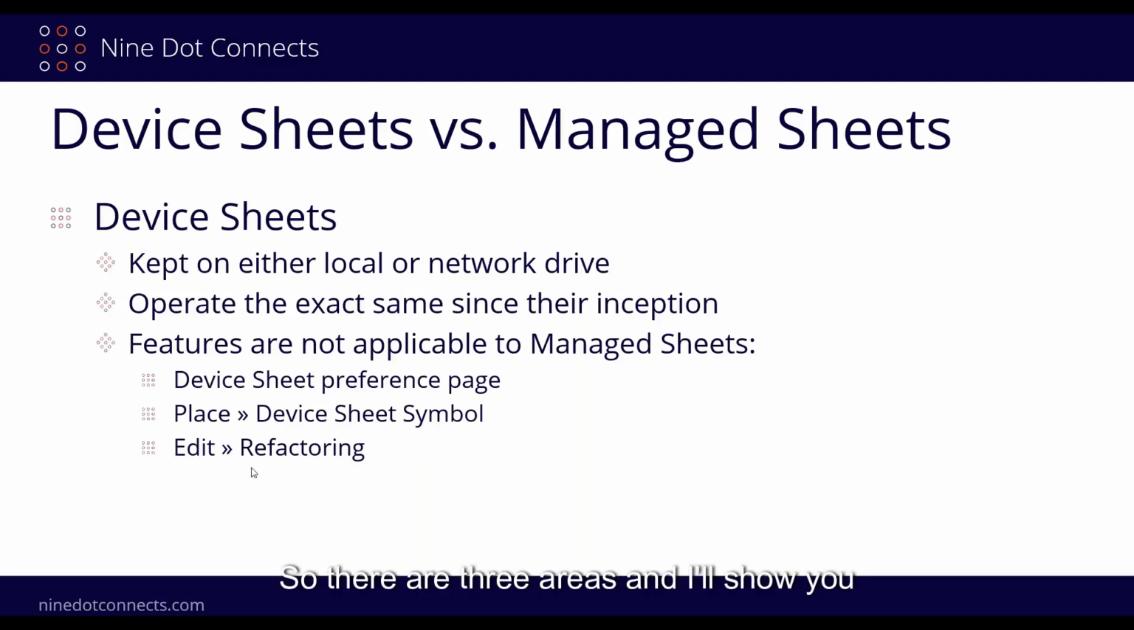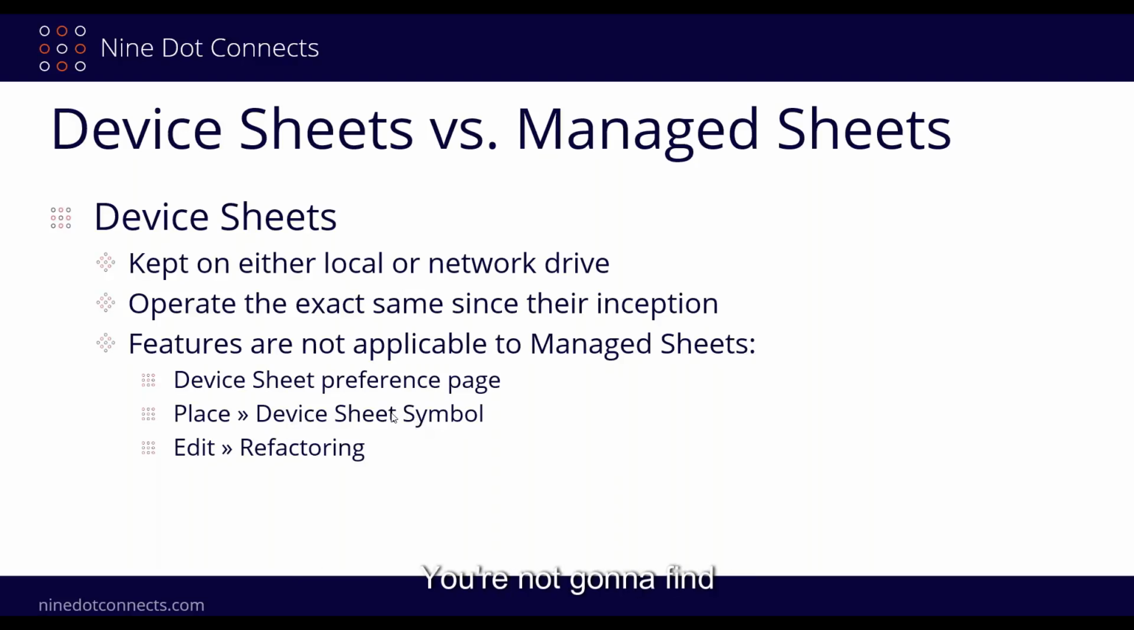So there are three areas, and I'll show you what they are in Altium Designer here in a few moments. One of them is the preference page. So there's a device sheet preference page, very similar to what we saw earlier with the snippets. You can tell it which folders these things are in. You can do the exact same thing, but here they actually don't really have it as a panel. They actually have it as a preference page. And then there's a feature called place device sheet symbol. We'll look at this again too.